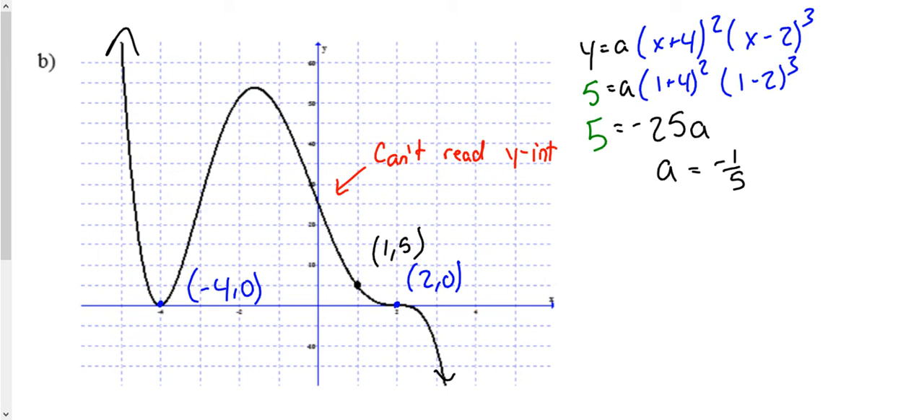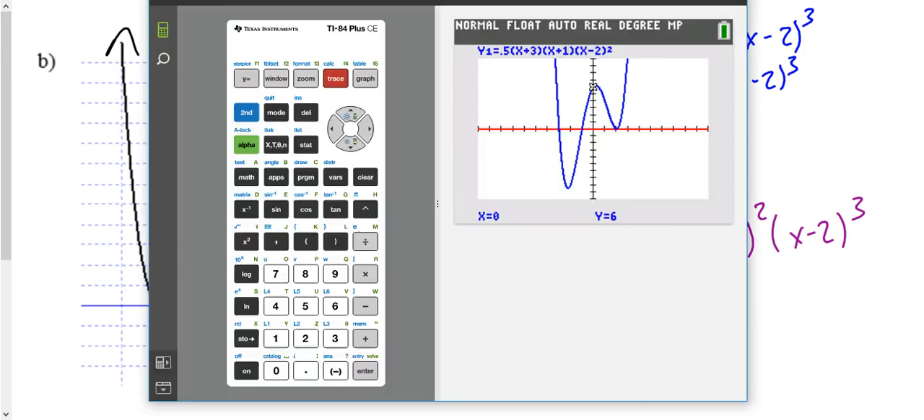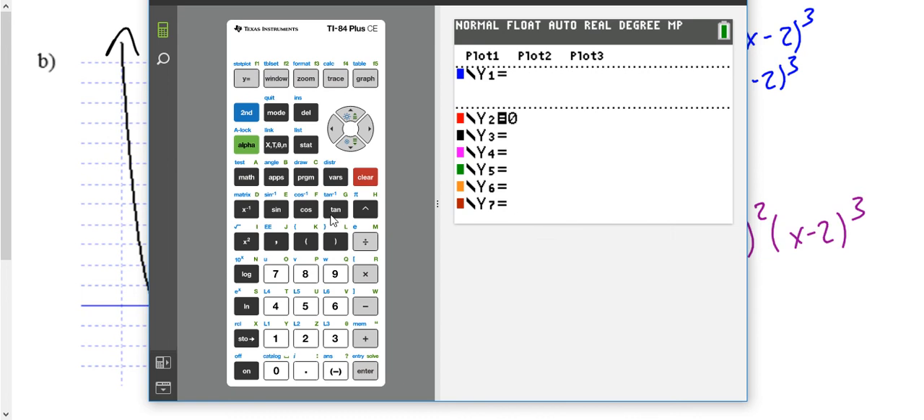So let's rewrite our final equation. So we have y equals -1 over 5, x plus 4 with multiplicity 2, and x minus 2 with multiplicity 3. And again, we should graph this on our graphing calculator to see if it does match up. And I guarantee you, again, it should match up. So let's do it really quickly here. So -1 over 5 is my a value. And then I had x plus 4 squared and x minus 2 cubed, and let's hit graph.